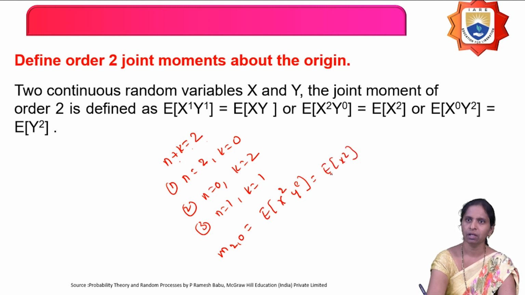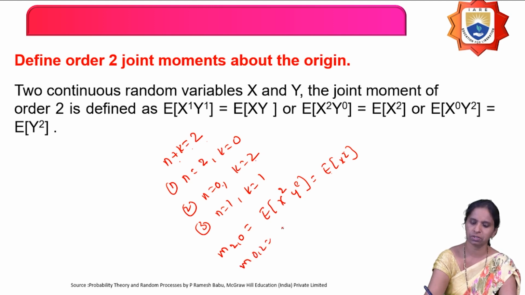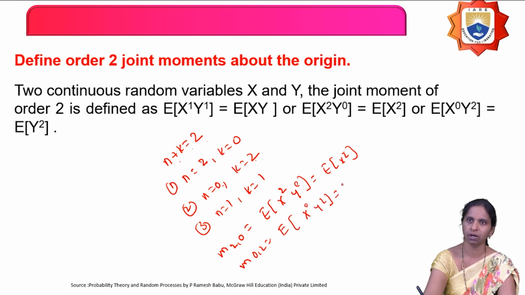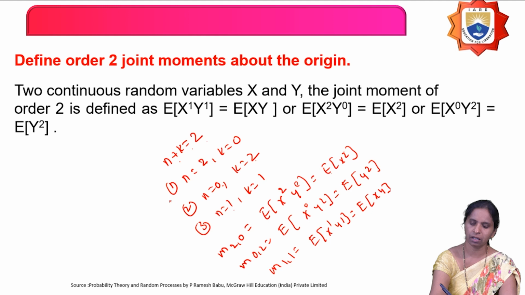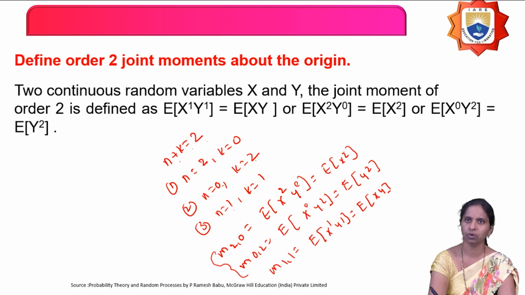This is called the mean square value of the random variable x. Similarly, M0 comma 2 equals expectation of x power 0 into y square, nothing but the mean square value of the random variable y. And the third case is n is 1, k is 1. Then m1 comma 1 equals expectation of x power 1 into y power 1, nothing but expectation of x into y. So these are called the second order joint moments about the origin.